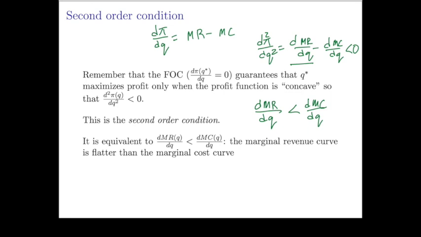Remember, the marginal revenue curve here is just a flat line for the competitive market. Of course, you're going to see in Micro 2 that the marginal revenue is going to be more complex. But for the competitive market, the marginal revenue curve is a flat line. So as long as the marginal cost is increasing, this condition is going to be satisfied.